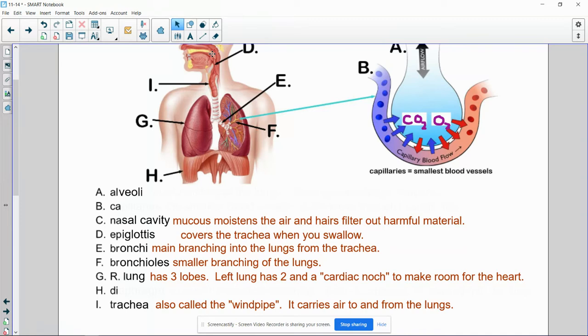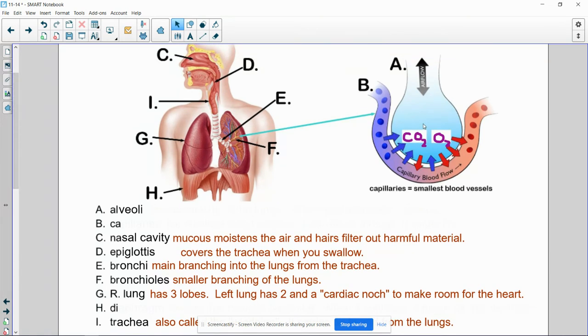It goes into the mouth, nose, trachea, bronchi, bronchioles. Gets all the way to the end of the branching, and it's in the alveoli, which is what this picture is over here. The last branching of the lungs. It's in the alveoli that the oxygen will actually leave the lungs and go into the blood. At the same time, the blood is dropping off carbon dioxide while it picks up oxygen. So alveoli is the final branching of the lungs. This is where that gas exchange, oxygen in, carbon dioxide out, happens.